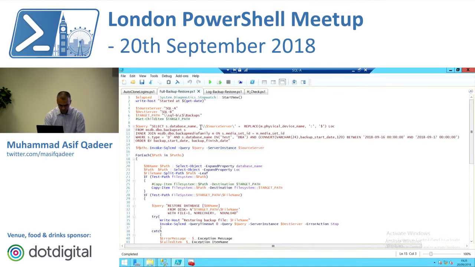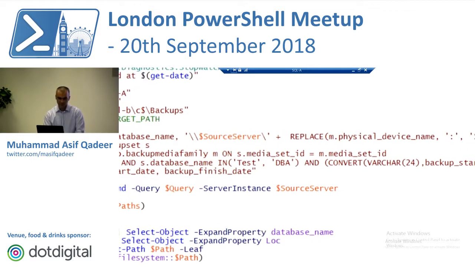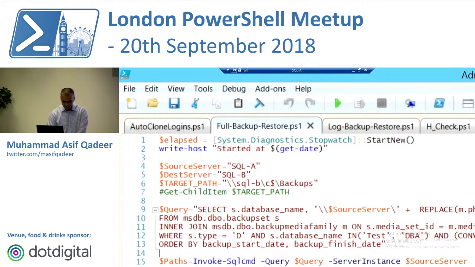So what it does, it is bringing that, let me just bring it up. It's just picking up the physical device name and attaching the source server name, which I have assigned here at the top with this variable SQL, that is the source server. So it will replace it with this SQL and then add the physical file name there. The destination server is SQL and the target path is where it copies all the files.